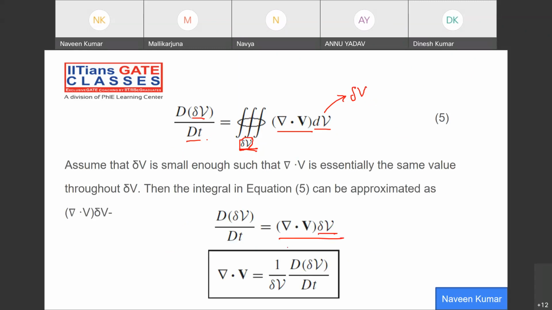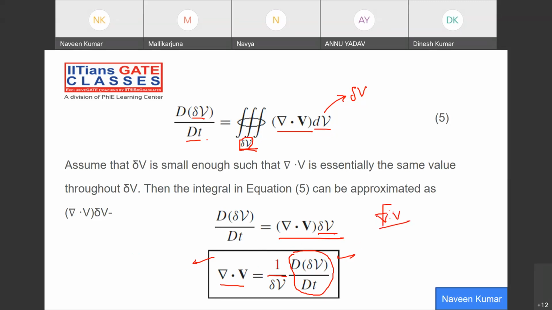So del dot V is equal to the time rate of change of volume per unit volume. We have proved here that the divergence of velocity equals the rate of change of volume per unit volume for a fixed mass. That you have to remember: for a fixed mass. So that is giving the del dot V.